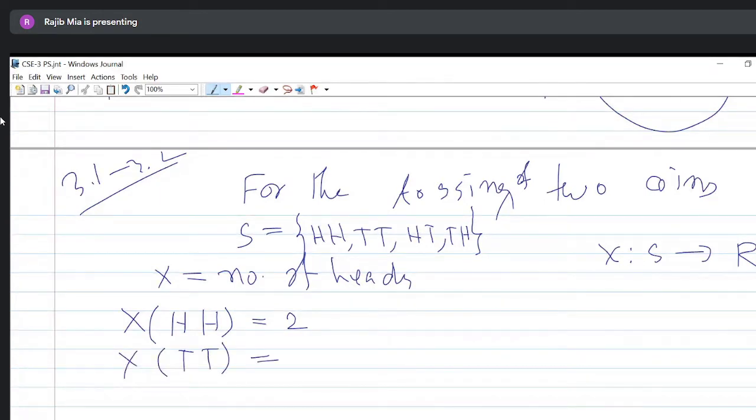Okay, X tail tail. How many heads are there here? Zero. No head, so 0. Similarly, X tail head, one head only there, so 1. X head tail, that is one head only there, so this is 1. So these are the possible values of the random variable X: 0, 1, 2. X can take only these values 0, 1, 2 for this random experiment.